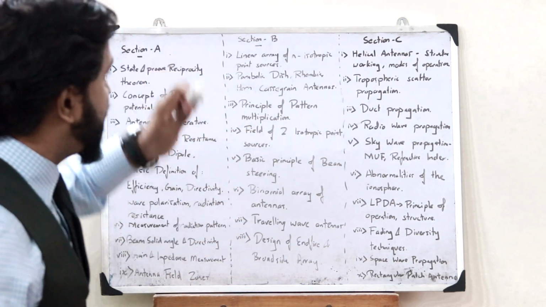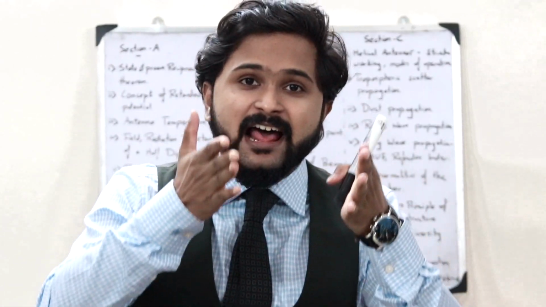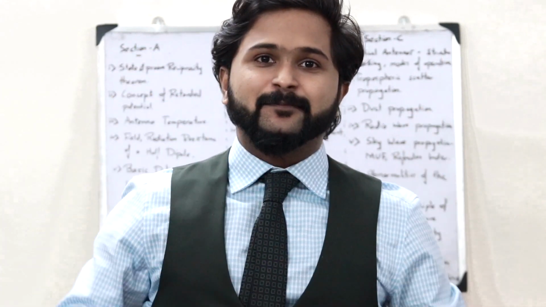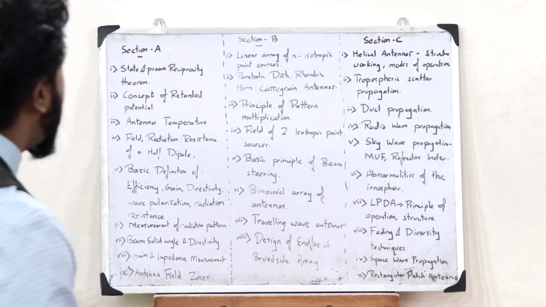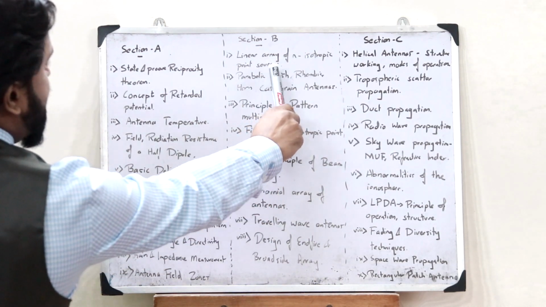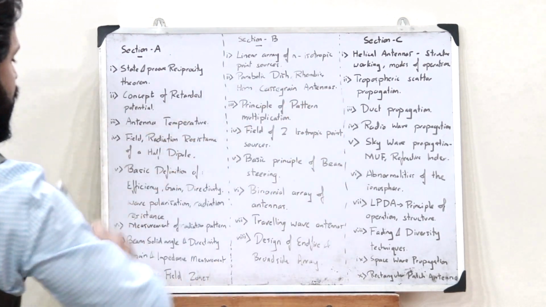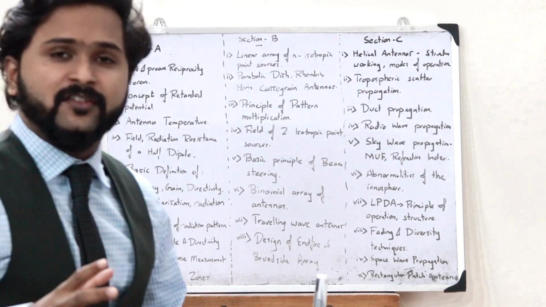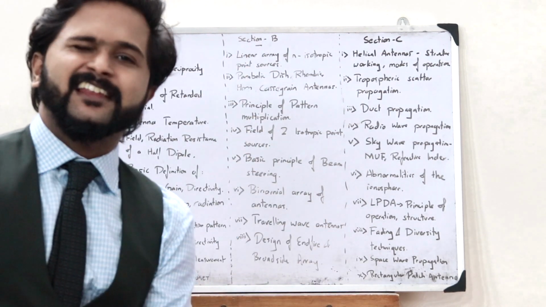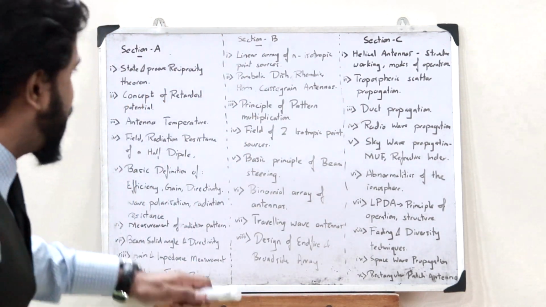It is in section B that we are dealing with an array of antennas. Here first we have to go through a linear array of n isotropic point sources. I have clearly explained that concept in the video lecture series of that. I'll leave the link to that video in the description below. Please do check that out.